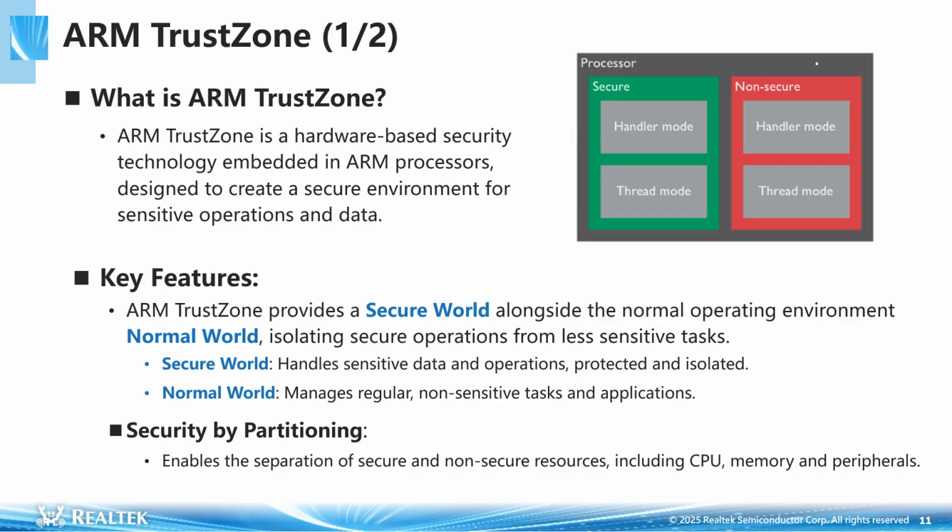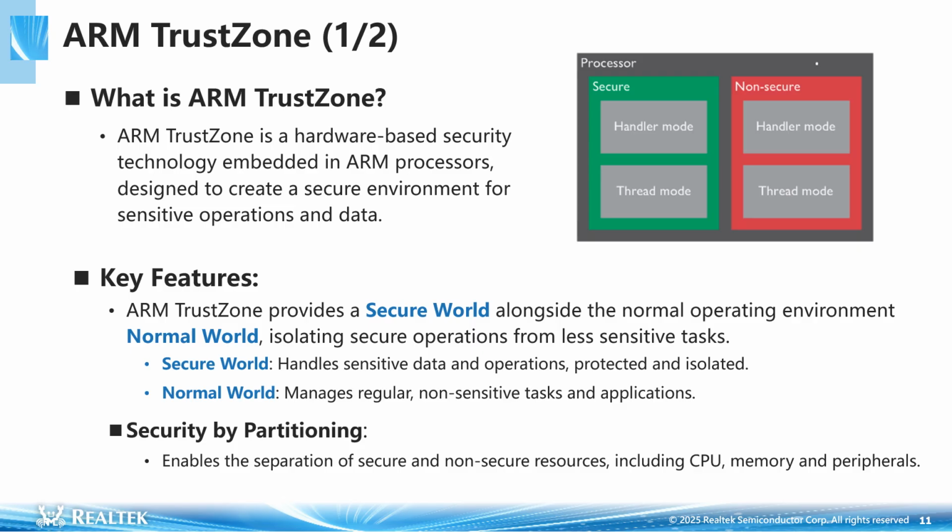ARM TrustZone is a crucial hardware-based security technology embedded in ARM processors. TrustZone is designed to address the ever-growing need for robust security solutions in modern computing environments, especially for devices handling sensitive operations and data. ARM TrustZone creates a secure environment, allowing them to manage sensitive operations separate from regular tasks. Essentially, it provides a dual-world processing environment, secure world and normal world.